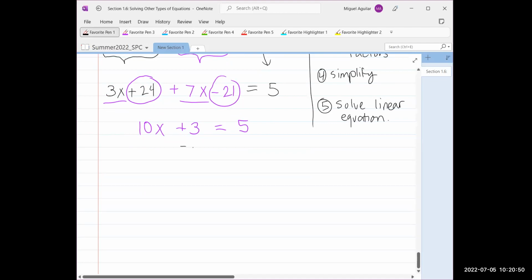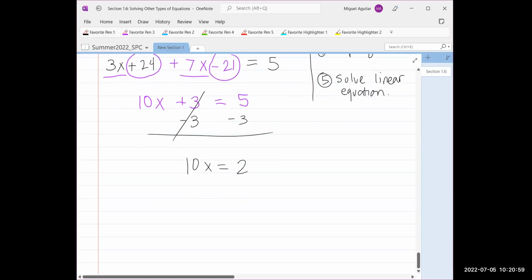Subtract 3 from both sides. We'll have 2 over here now, and we have 10x. Okay. How do I get the x by itself? Divide by 10 on both sides. Simplify your fraction. We should get 1/5.